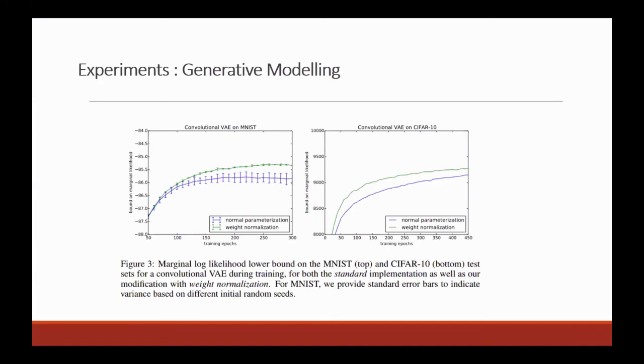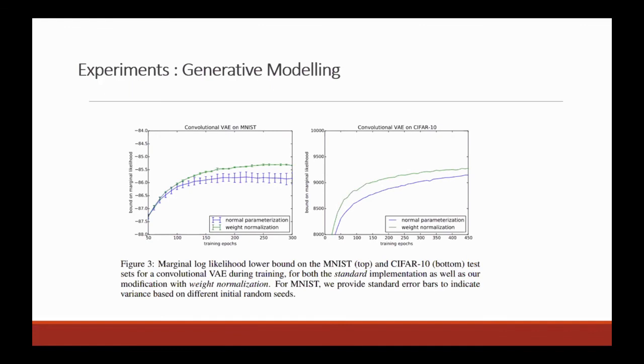The second experiment is training a generative model and the effect of weight normalization applied to deep convolutional variational autoencoders. It is trained on the MNIST dataset of images. This is a dataset of images of handwritten digits, and also on CIFAR10. And here CIFAR10 contains small images of nature. It is a comparison between normal parameterization and weight normalization.